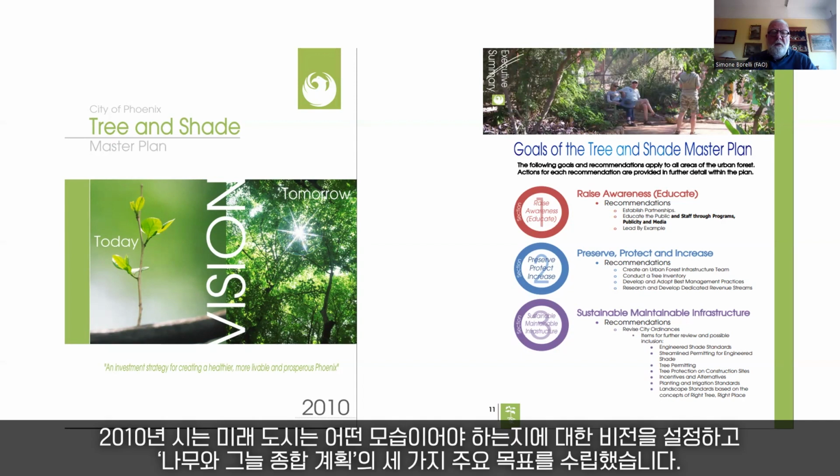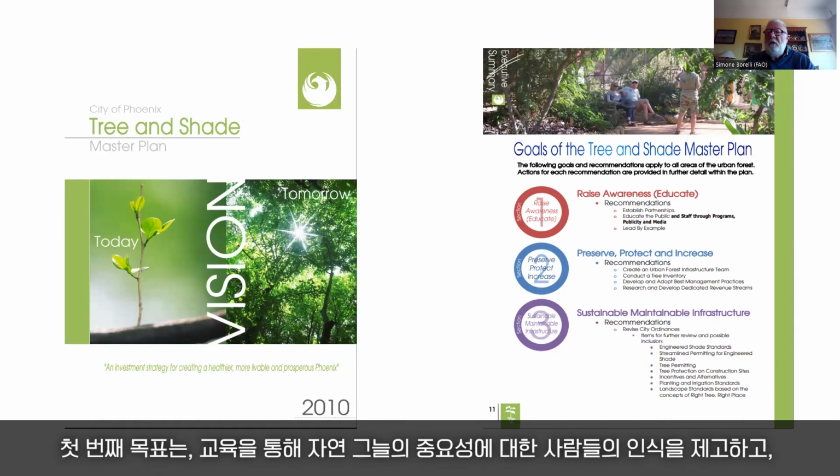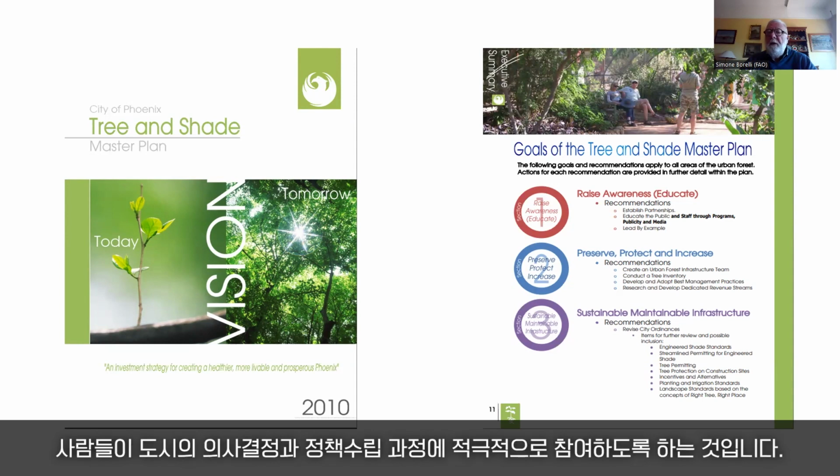In 2010, they launched this vision of what they should look like tomorrow. And they had three main goals in this Shade and Master Plan. First of all, it was to raise awareness, that is, educate people about the importance of shade, of nature, of being actively engaged in participating in decision-making, but also in shaping the policies of the city.